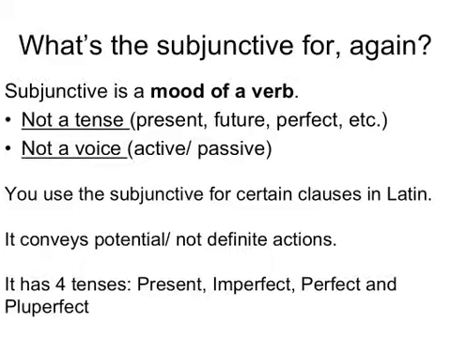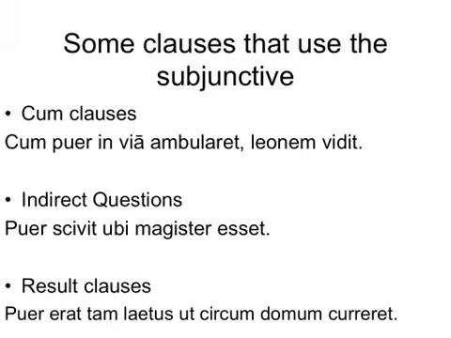The indicative is the showing mood, and then the subjunctive is the other mood, which is for potential and not definite actions. The easiest way to think about it is you're just going to use the subjunctive for certain types of clauses in Latin. It has four tenses: the present, the imperfect, perfect, and pluperfect. You already know the imperfect and pluperfect. Now you're going to learn the present and perfect.